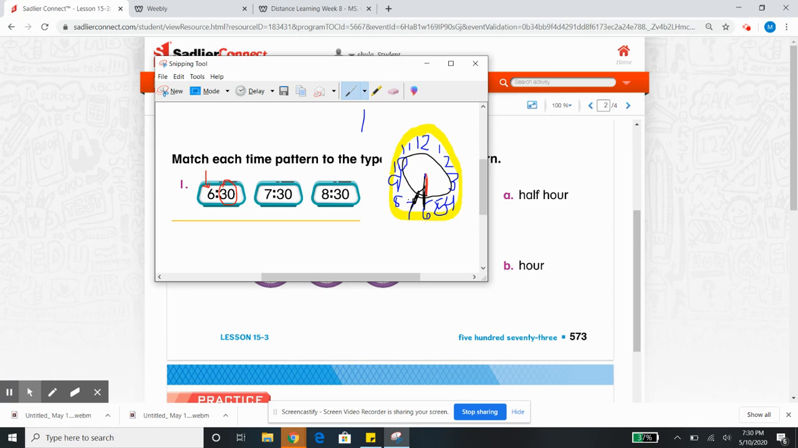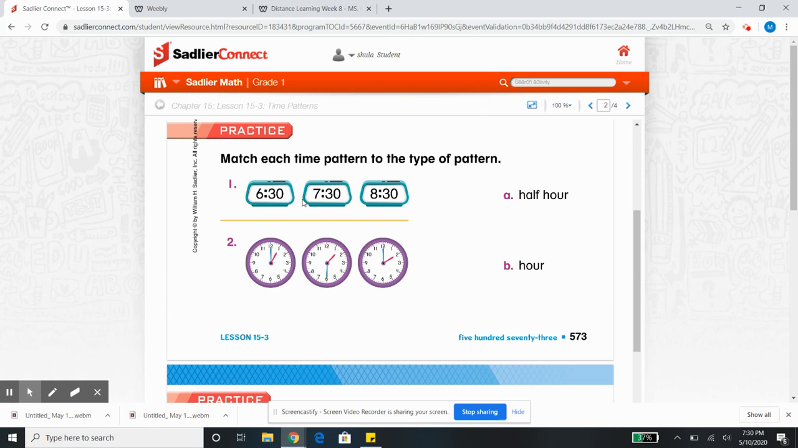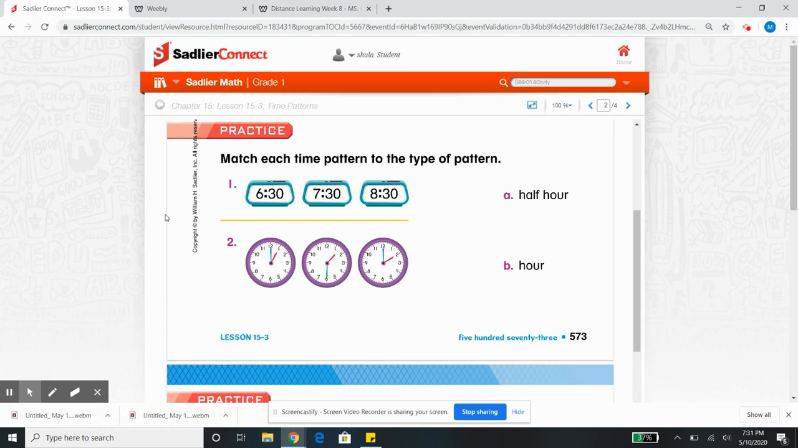Did I go halfway around or did I go all the way around? Think about it. Remember, I showed you for the half hour, you only go halfway. Did I only go halfway? No, I went all the way around, so that it was pointing to 7:30. So when you go all the way around, remember that's a full hour. That's a full 60 minutes. So look at these patterns here. 6:30, 7:30, 8:30. I'm going by a full hour.